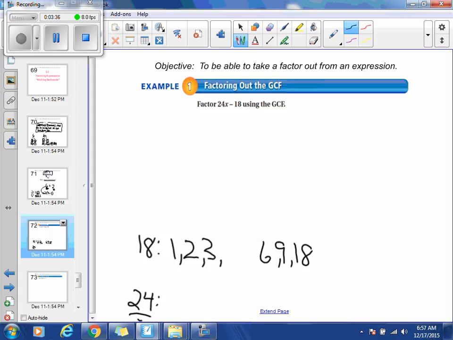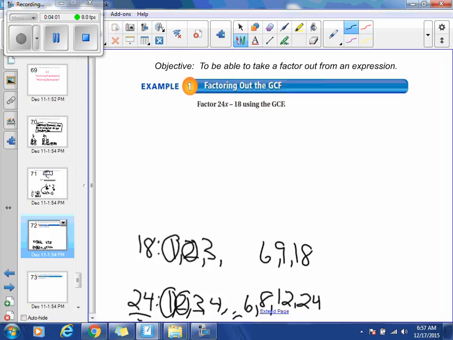24, what are the factors of 24? What are the things that can be multiplied to get 24? 1 and 24, 2 and 12, 3 and 8, 4 and 6. Right, the only thing missing is 5, and 5 is not a factor of 24. So then we look and we say, okay, what are common factors? Well, they both have a 1. They both have a 2. They both have a 3.